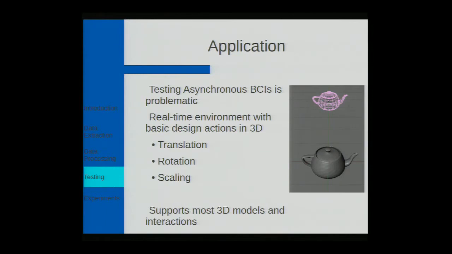But our environment supports movement in 3D, and it supports the three basic elements of moving an object: translation, moving it around, north, south, east, west, or whatever your frame of reference may be, rotation and scaling. And with this, we can move objects around in a space and place them and keep them somewhere.